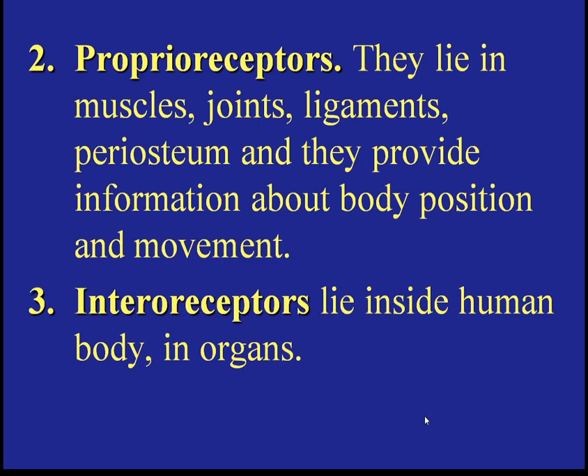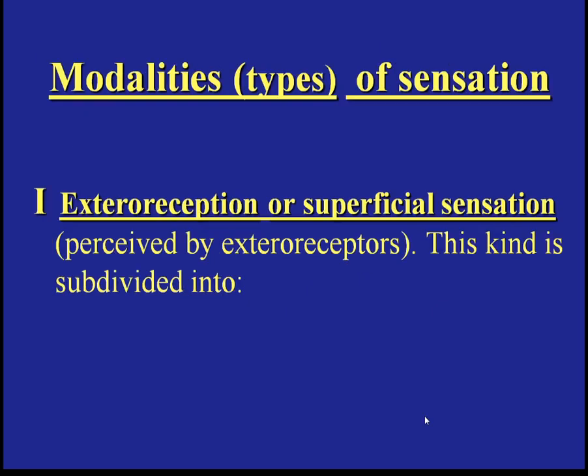The second modality of receptors, proprioreceptors or proprioceptors. They lie deeply in tissues, in muscles, joints, ligaments, periosteum, and they provide information about body position and movements and extremities position and movements. And the third modality, there are interoreceptors. They lie inside the human body in organs. So, according to these modalities of receptors, we have similar modalities of sensation or types of sensation.